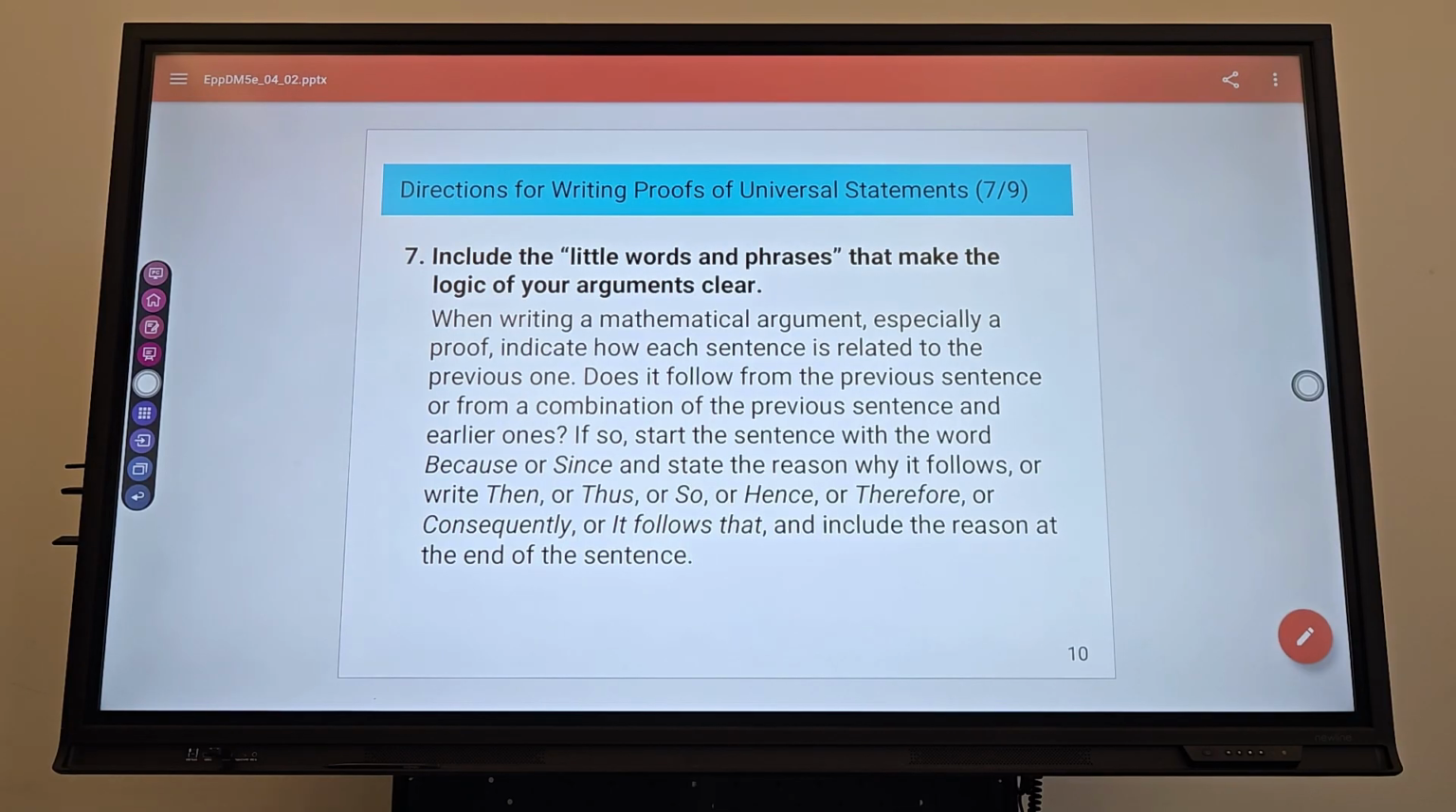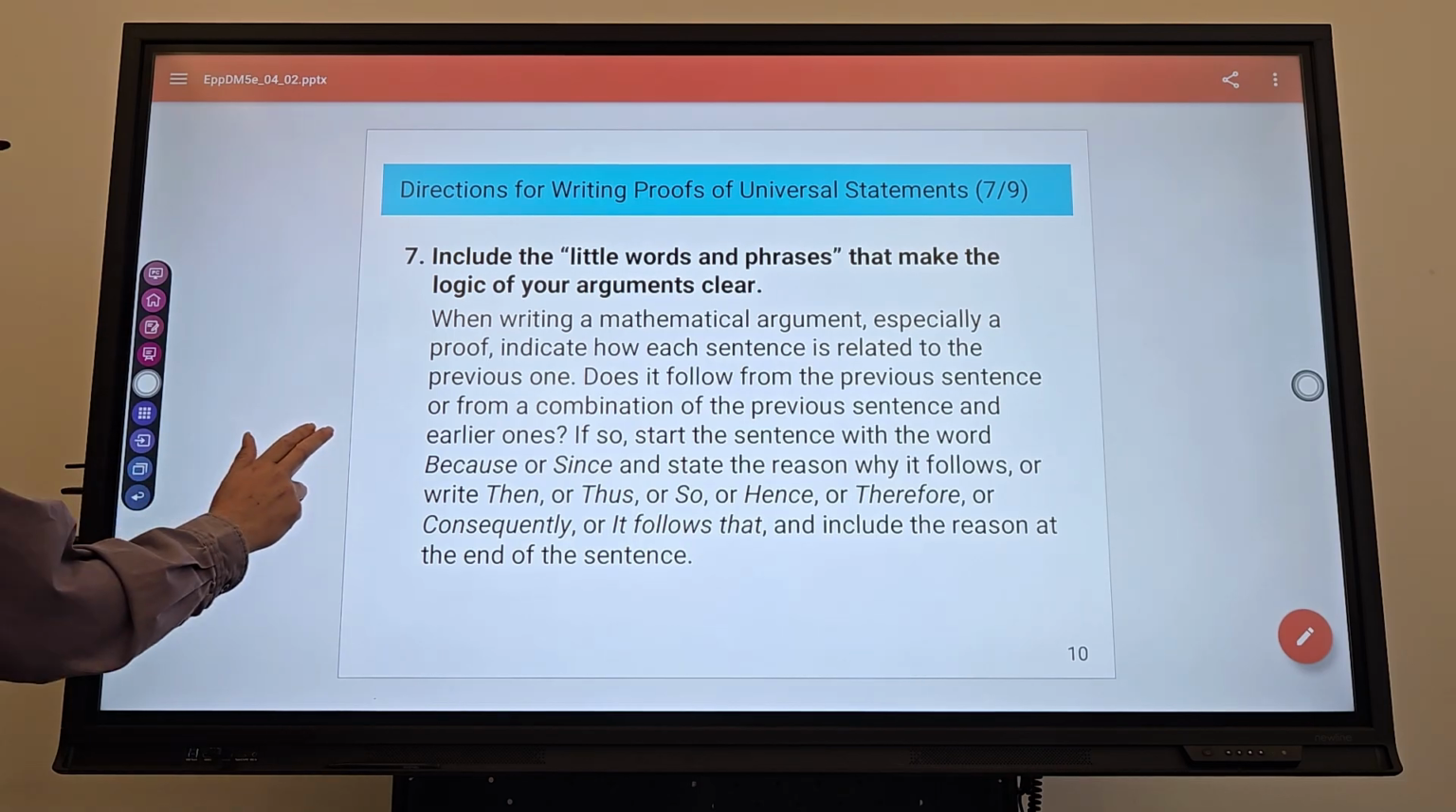Include all the nice little words and phrases that make the logic of your arguments clear. Indicate how each sentence is related to the previous one. Does it follow from the previous sentence or from a combination of the previous sentence and earlier ones? So use because or since and state the reason why it follows, or write then, and, thus, so, or therefore, it follows that, and include the reason at the end of the sentence.